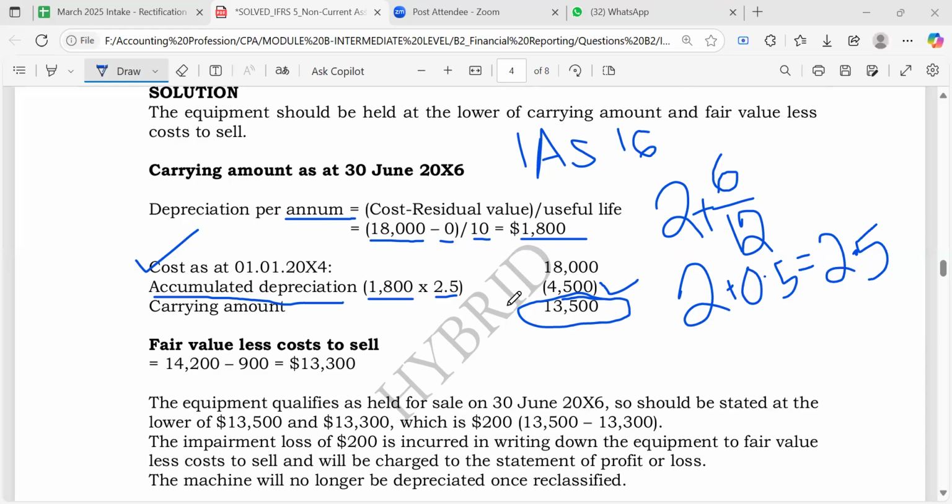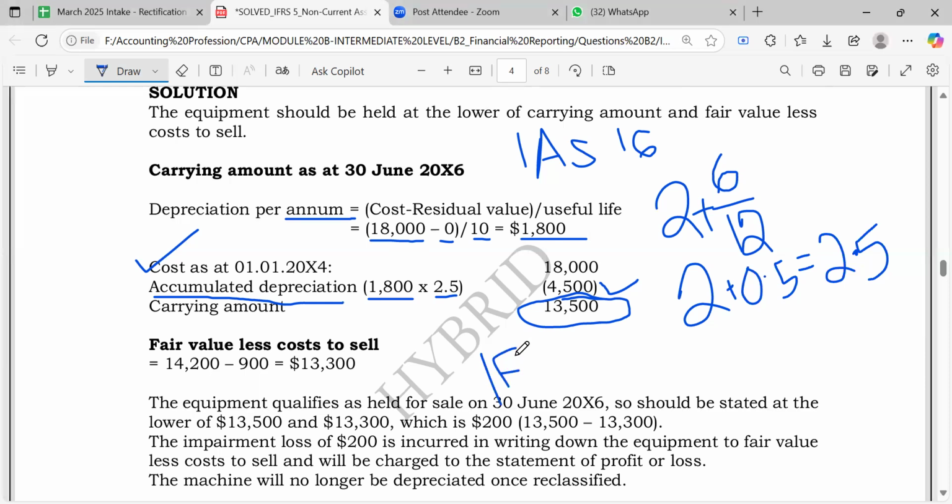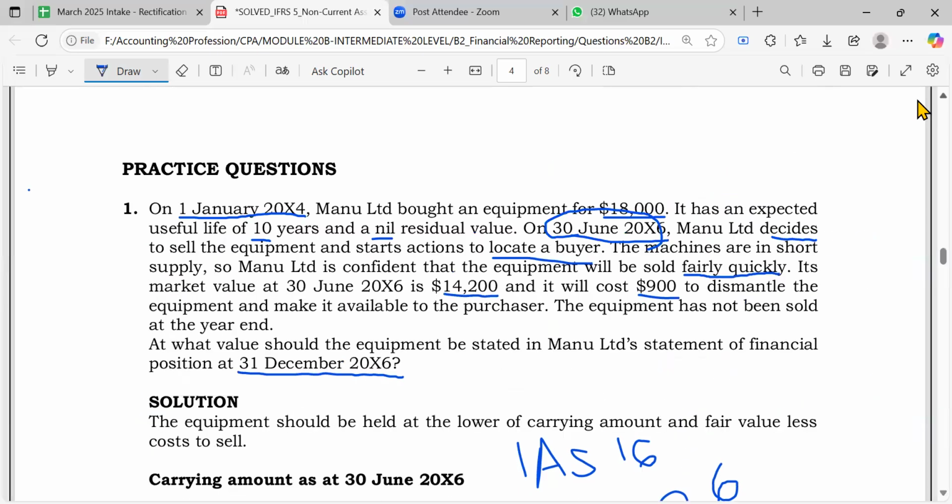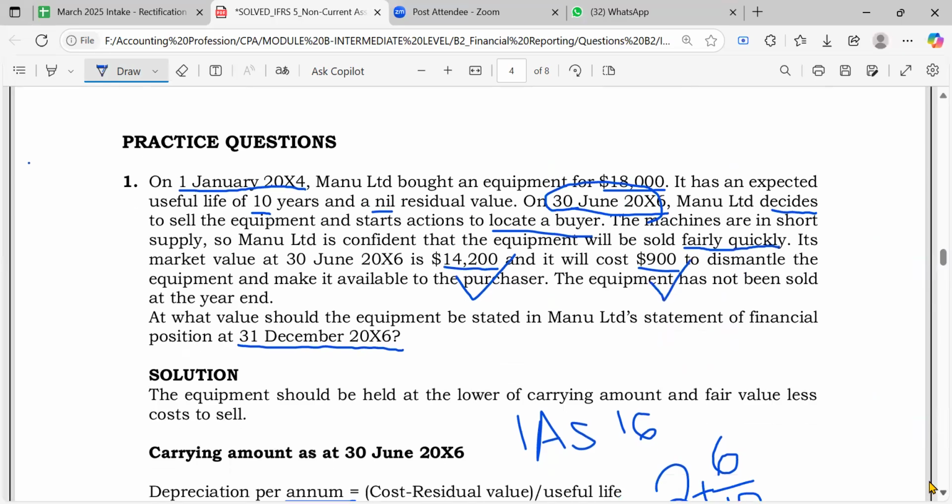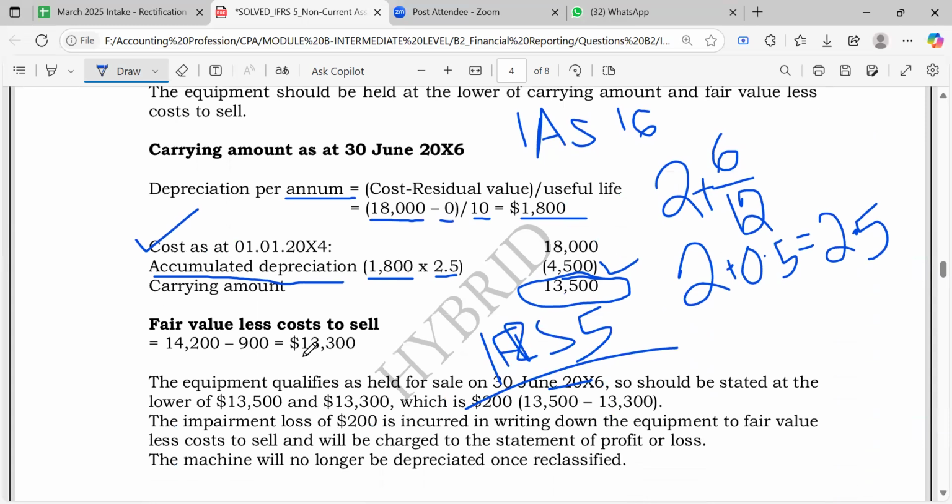Then from that moment onwards, you'll have to apply IFRS 5, non-current assets held for sale and discontinued operations. So at that point, we compare it to the fair value less cost to sell, and you take the lower, right? Yes. How do we get fair value less cost to sell? You take your fair value, 14,200, minus cost to sell, 900. So just deduct there, and you have your 13,300, right?